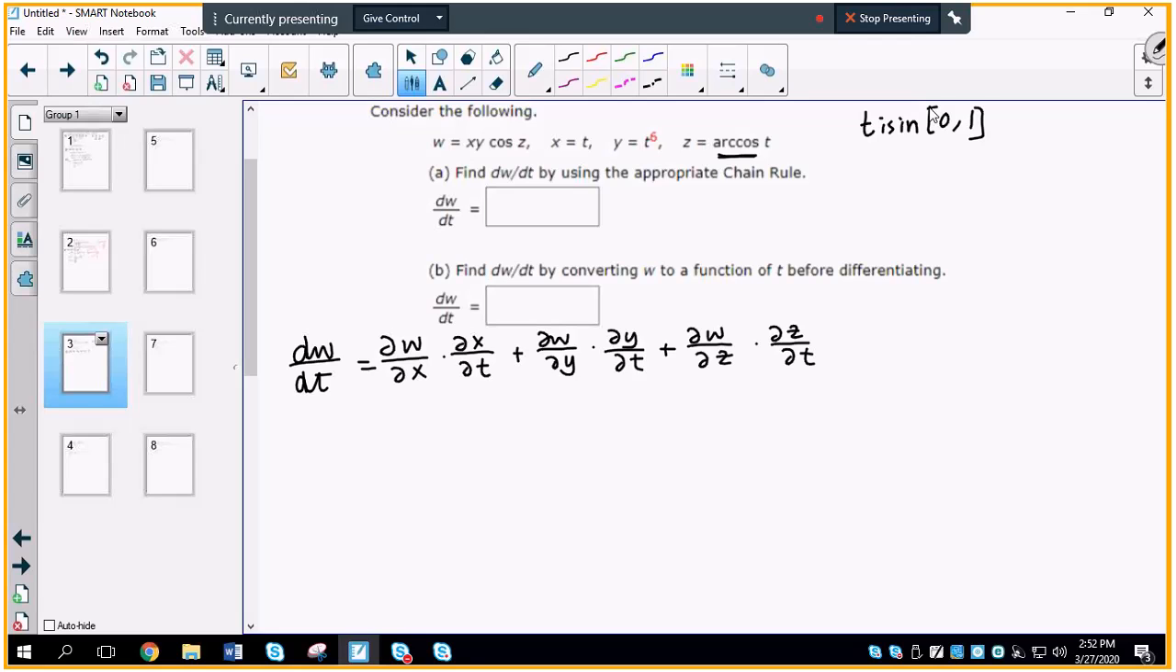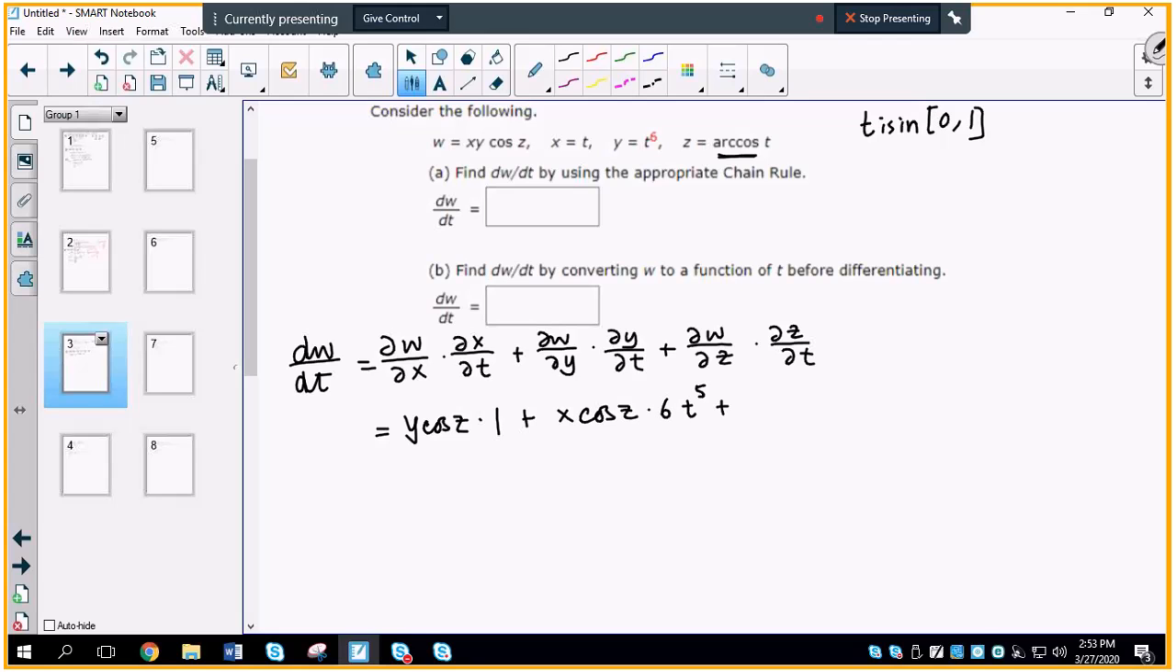And I'm going to do them all separately: del w del x. So you are differentiating x, so you get y cosine z. Those are the constant part. Del x del t is going to be 1. Del w del y similarly is going to be x cosine z. And del y del t will be 6 t to the power 5.